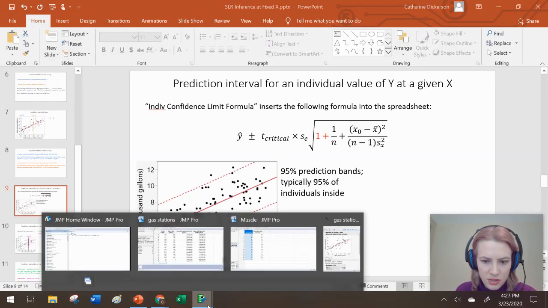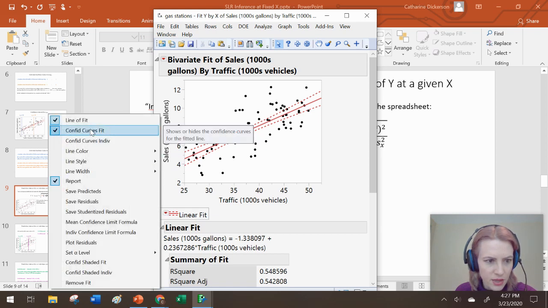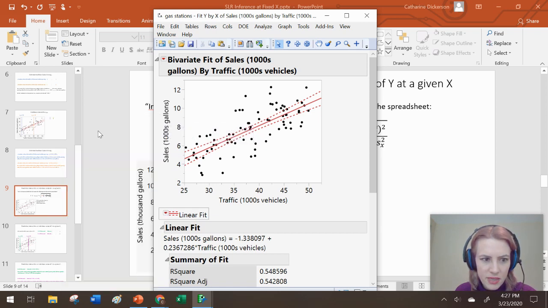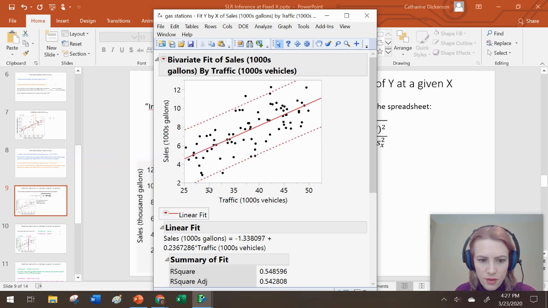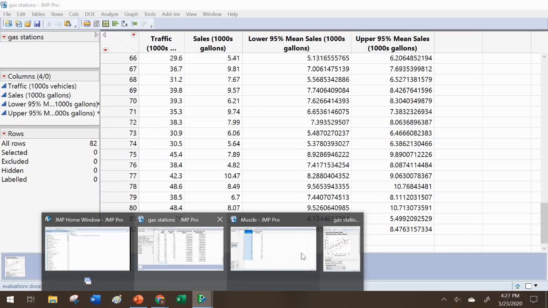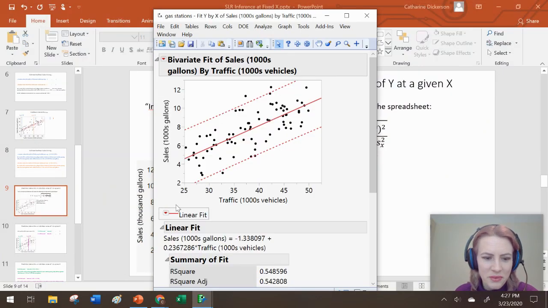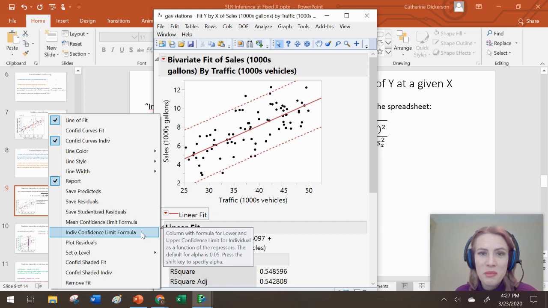Okay, so going back to JMP, let's get rid of these curves that are for the mean, and let's add in the curves for the individuals. And then just for a fair comparison, let's use x equals 26 again, and also x equals 40. One more thing we need to do. We need to add in the formula for the individuals. So that one is going to be called indiv confidence limit formula.